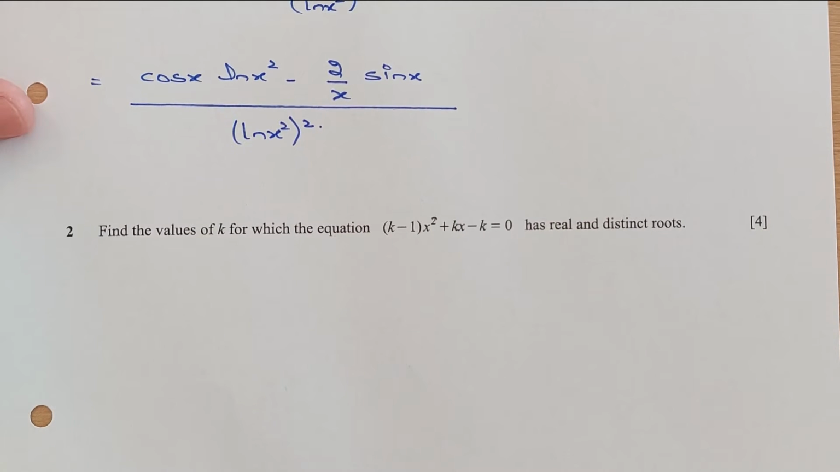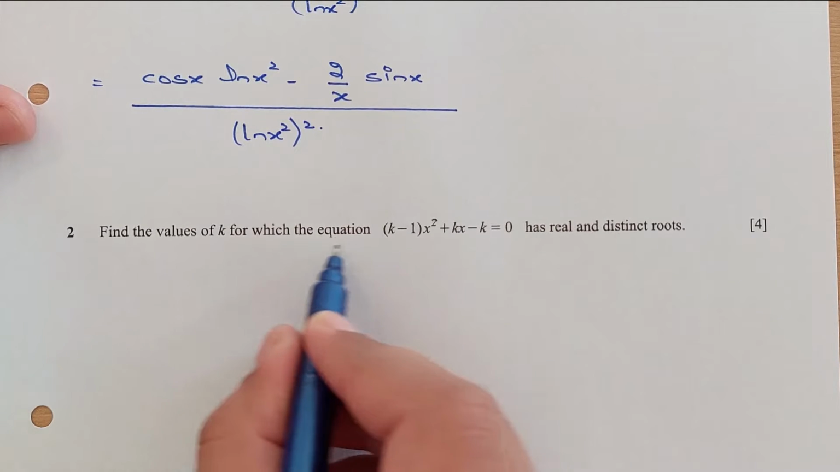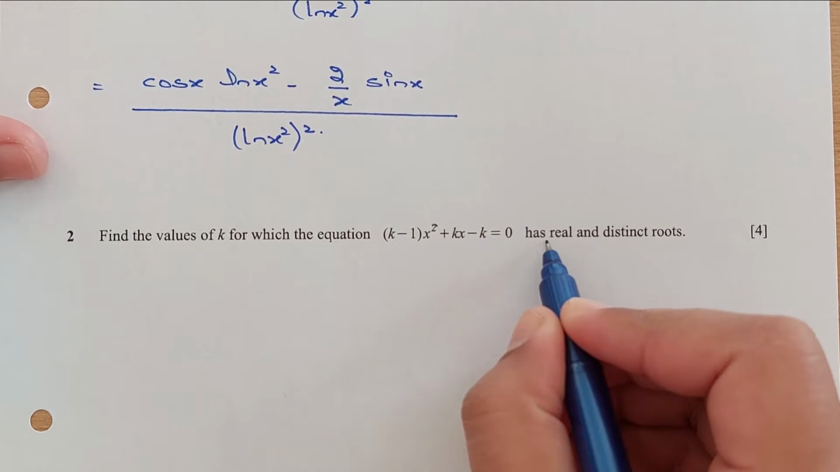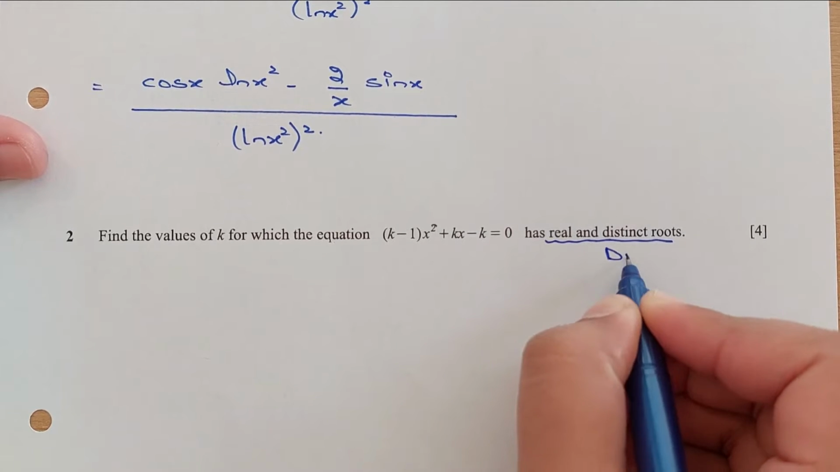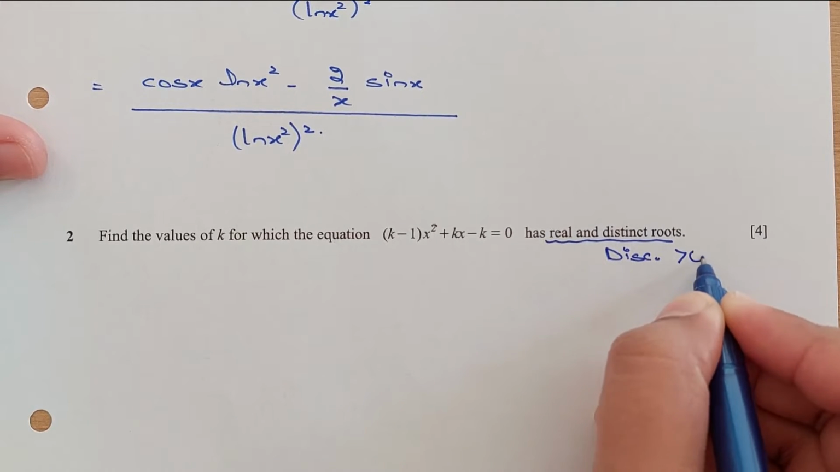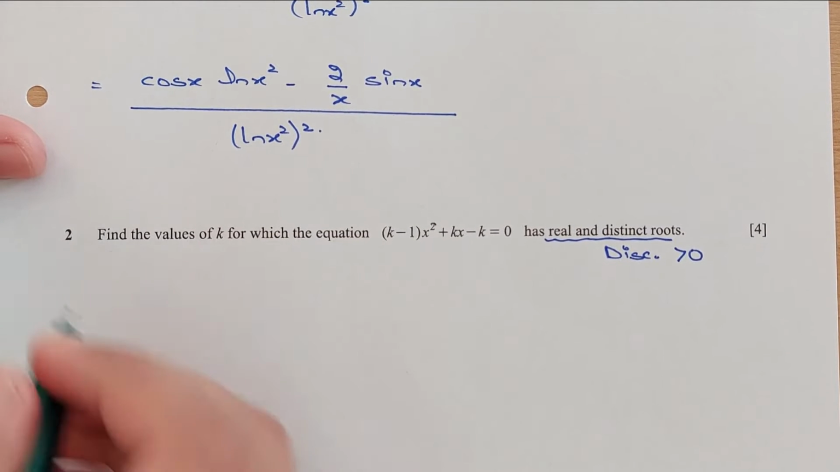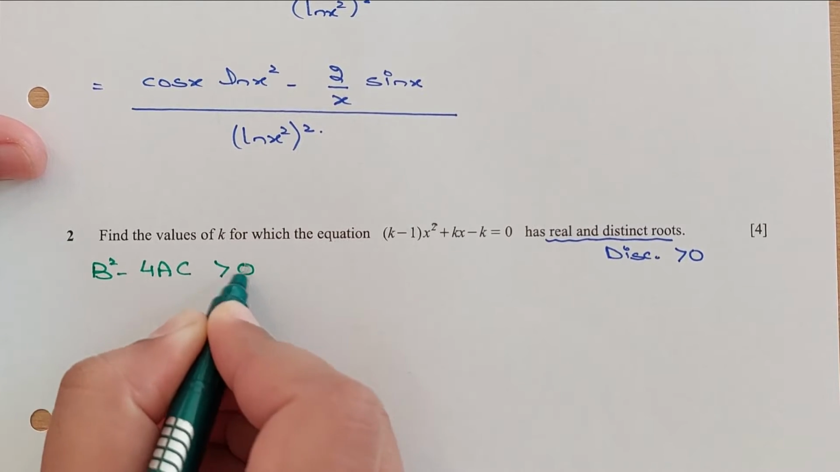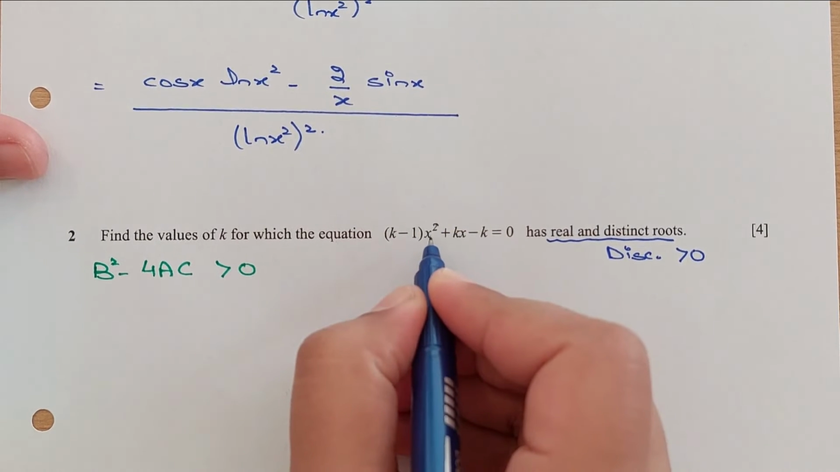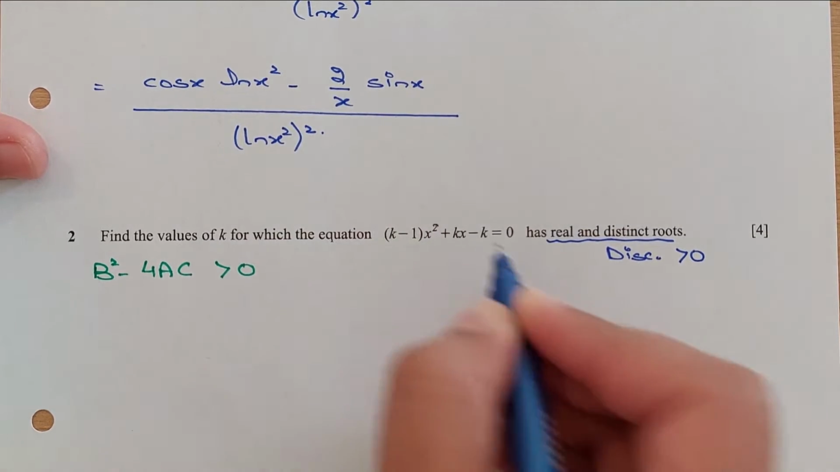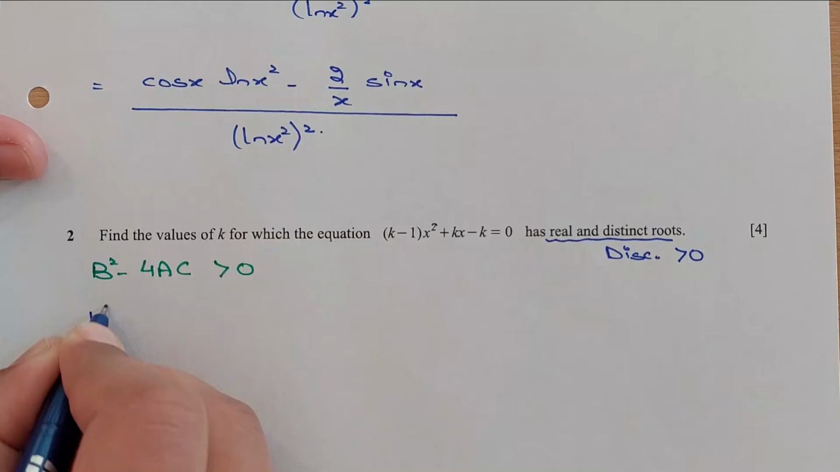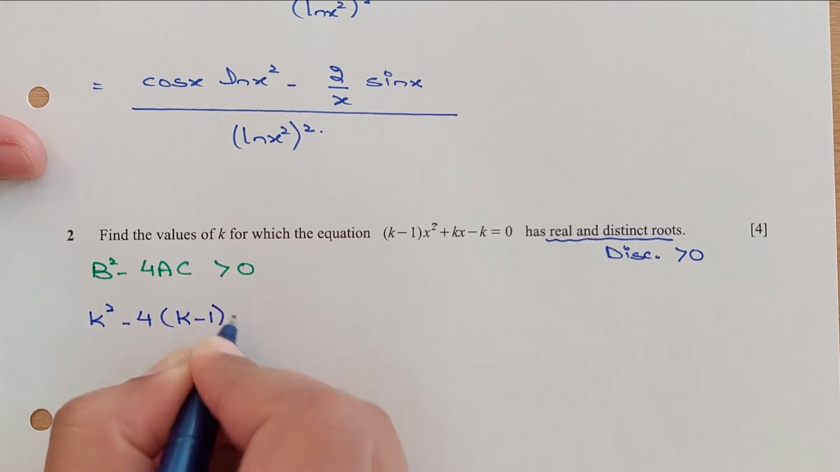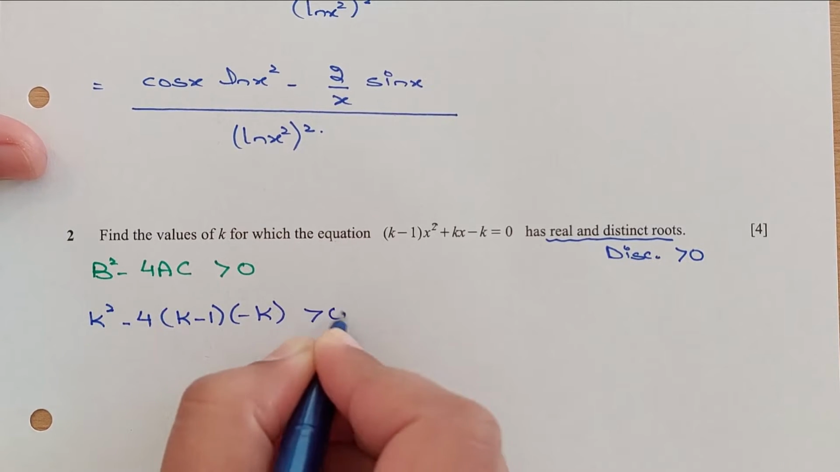Right. Now for question number 2, find the values of k for which the equation has real and distinct roots. Okay, so for real and distinct roots, it means the discriminant is greater than 0, right? So we have to solve the discriminant. Discriminant is b squared minus 4ac. We have to put it greater than 0. So the coefficient of x squared is a, x coefficient is b, and the constant term is c. So b is k, so we do k squared minus 4 times a value, which is k minus 1, times the c value, which is minus k, is greater than 0.